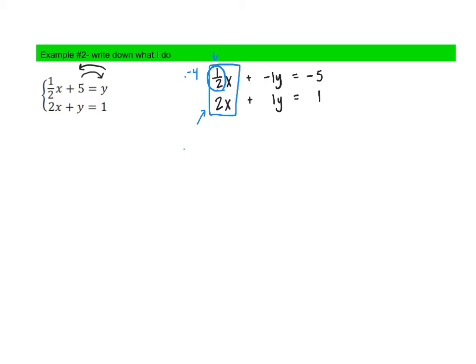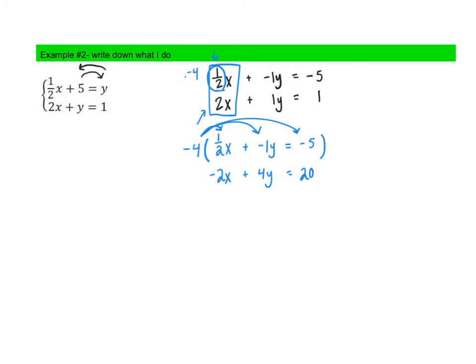So that's what I'm going to do down here. I'm going to multiply my entire top equation by negative 4, so that my x's become a negative 2. All right? Negative 4 times 1/2 is negative 2x. That's exactly what I wanted. Negative 4 times negative 1 is positive 4. Keep our y's. And negative 4 times negative 5 is positive 20.